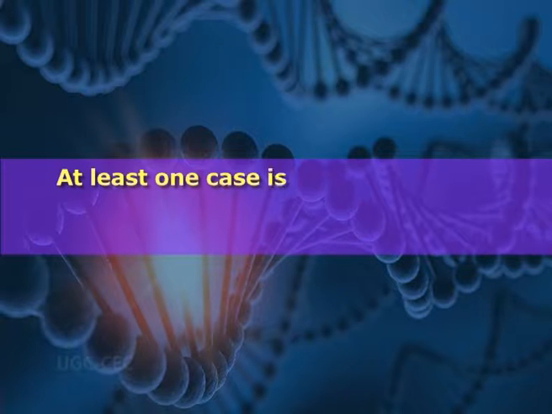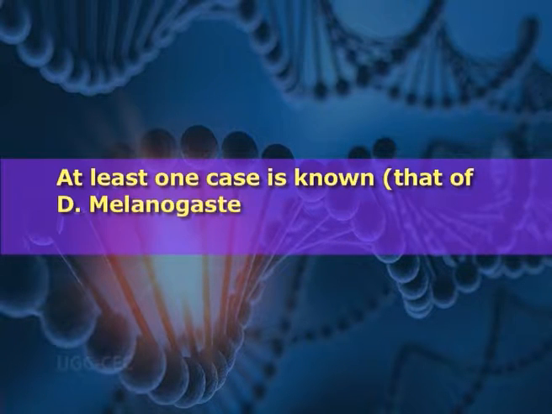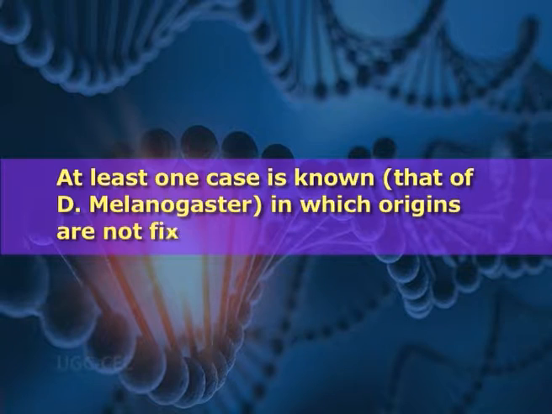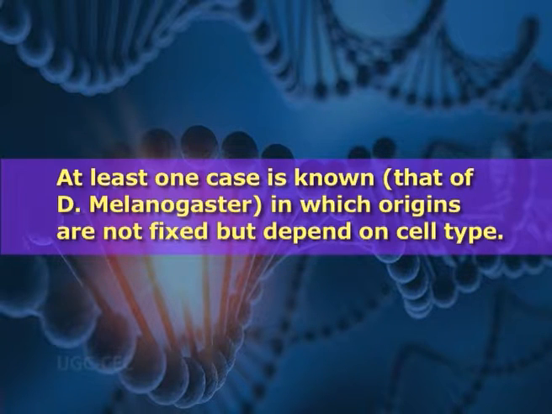At least one case is known, that of D. melanogaster, in which origins are not fixed but depend on cell type. Whether chromosomal replications have discrete termini is also a question under investigation.